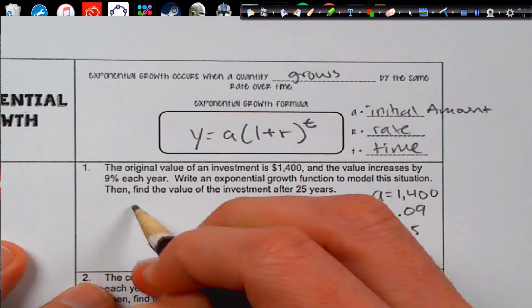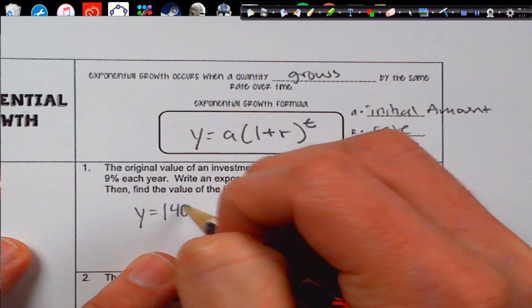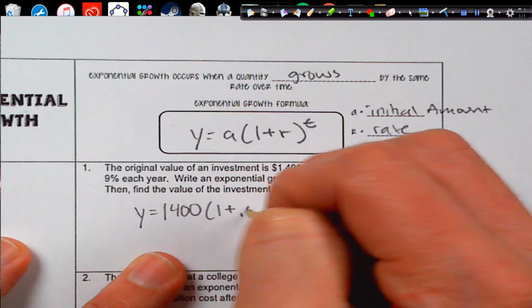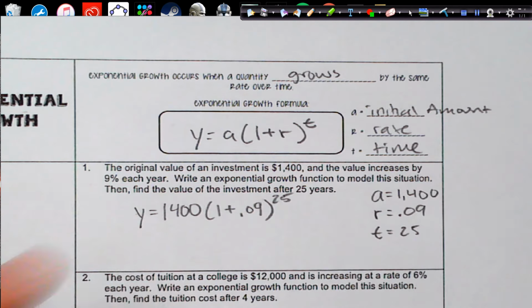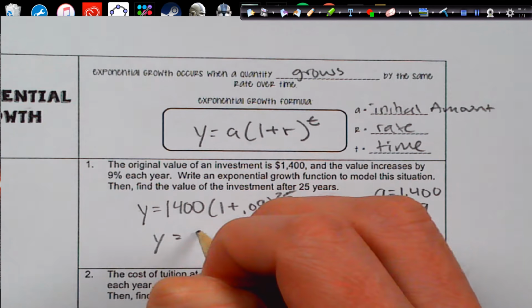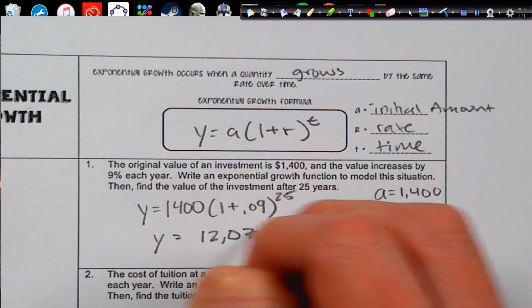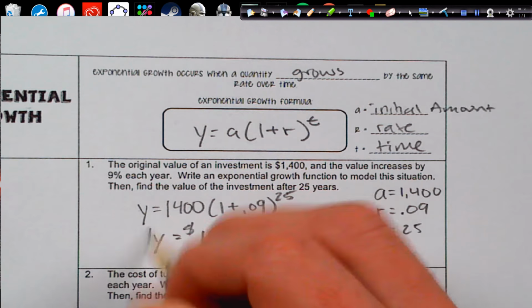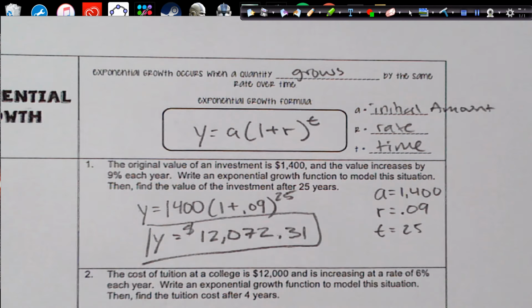So we're going to go ahead and write our equation. y equals 1,400 times (1 plus 0.09) raised to the 25th power. I want you to plug that in your calculator to see if you can get the answer. And I'm going to do it as well. I would say after 25 years, you went from $1,400 to $12,000. Not bad. Okay, let's continue on.